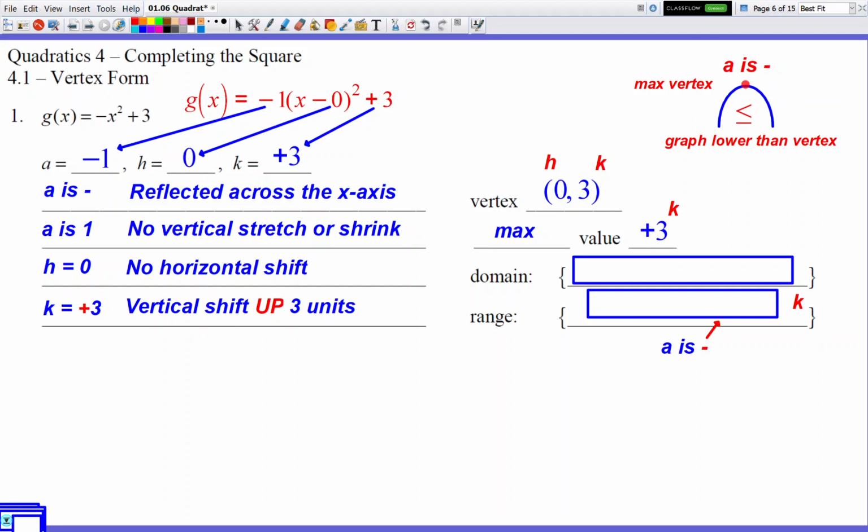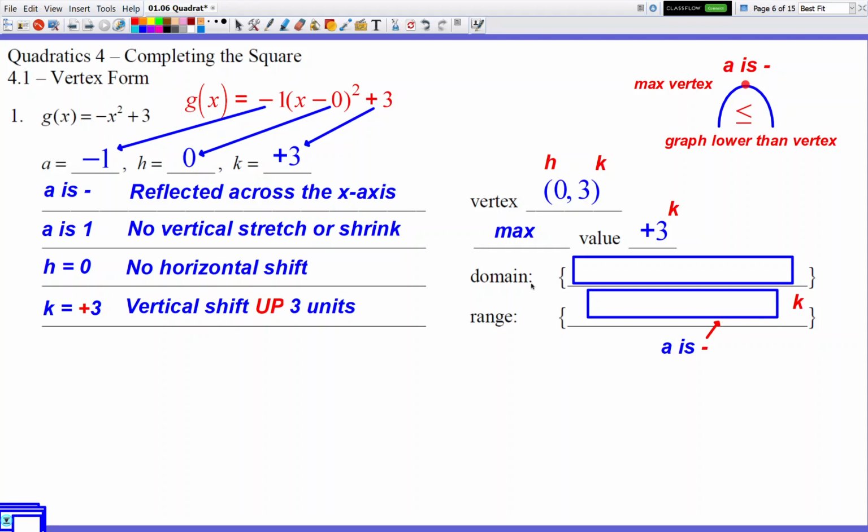Okay, so then you're going to look at this next one, domain, and you're going to say, wow, there's no letters next to domain. There's no a, there's no h, there's no k. So how do I know what this is? Well, think about what domain is. Domain connects to the letter x, and range connects to the letter y. So domain is going to be going left and right. Range is going to be going up and down.